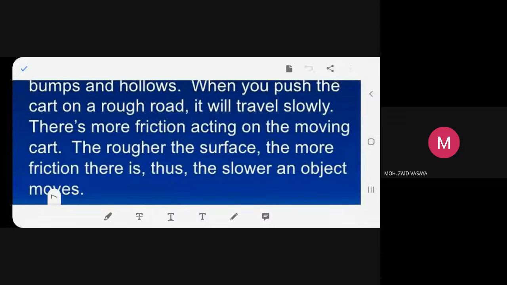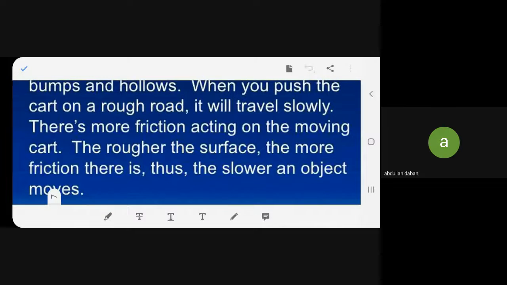How fast does it move? Does the cart move fast? There's disturbance. Please adjust your mic. Anyone's mic is on. Thank you.